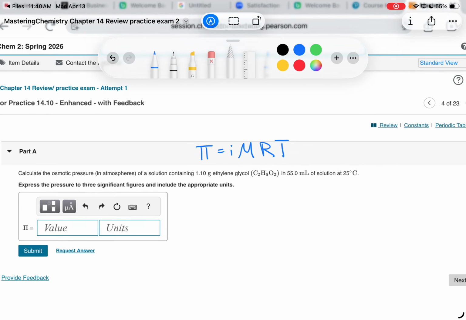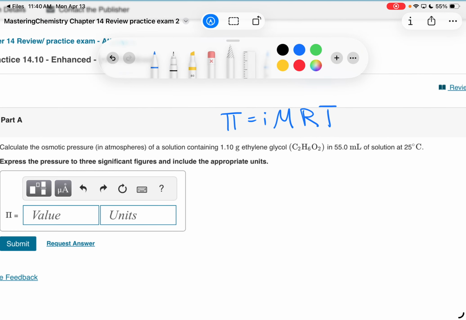All right, once you go ahead, the equation's there. It's in your exam equation sheet too. Go ahead and solve the osmotic pressure in atmospheres for this solution.